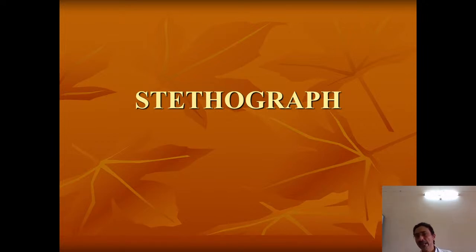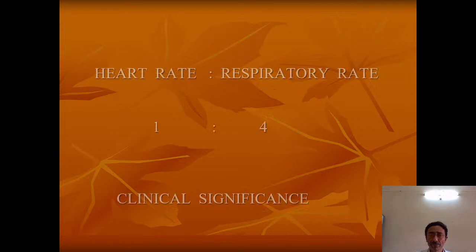So you make the person lie down. Once you make the person lie down, you count the abdominal movements, and when you count the abdominal movements up and down, you will find the respiratory rate per minute. So count the abdominal movements per minute and you will come to know about the respiratory rate.